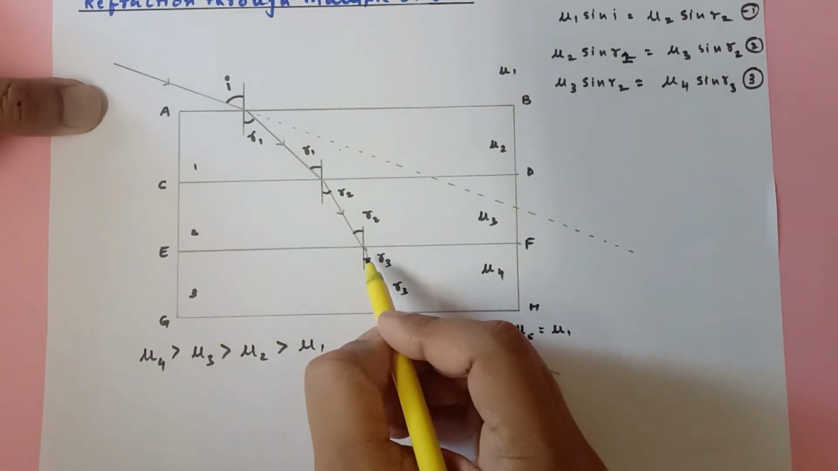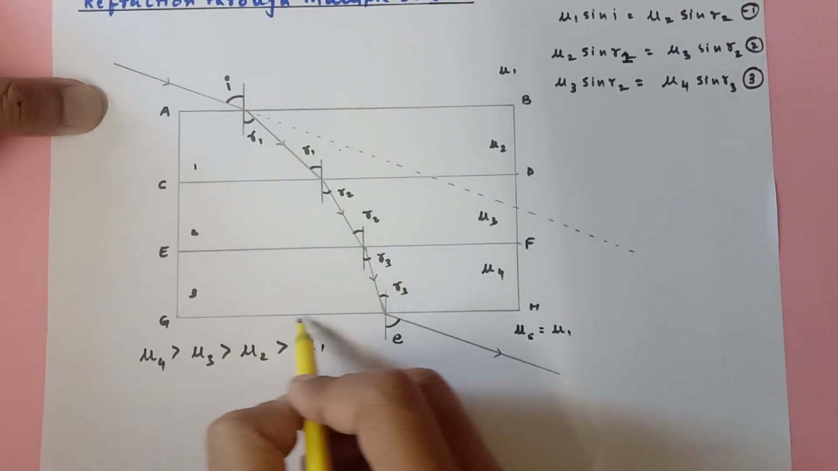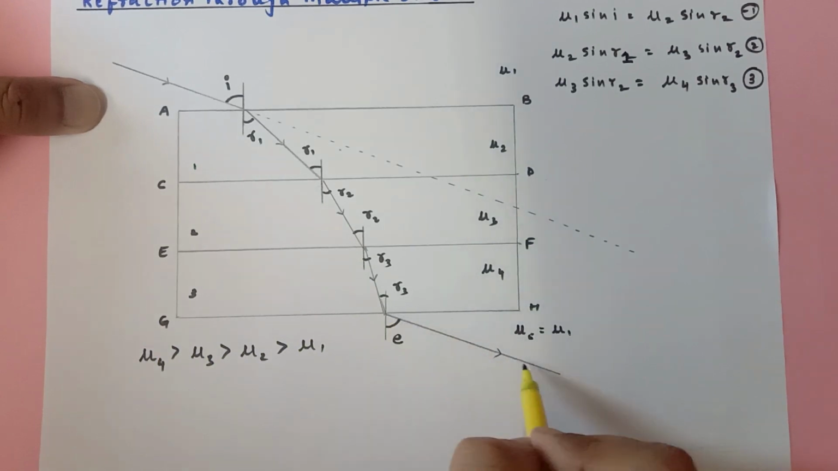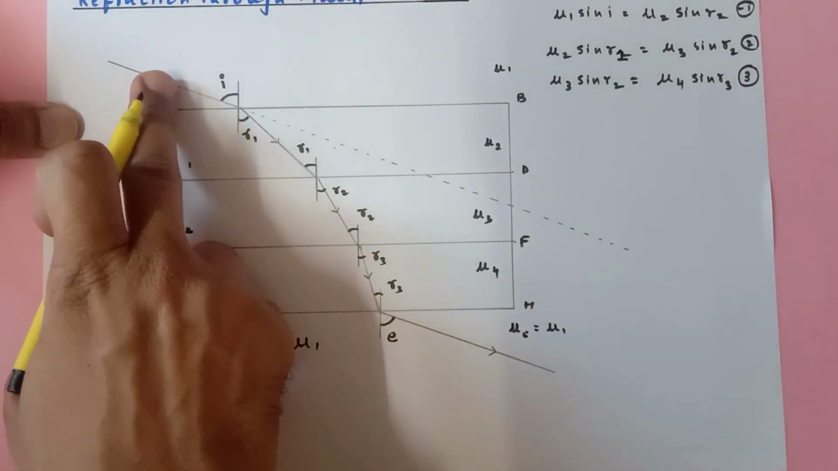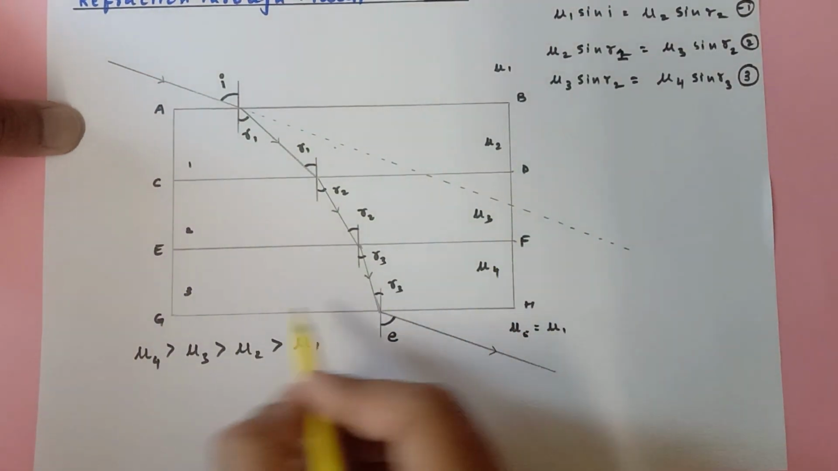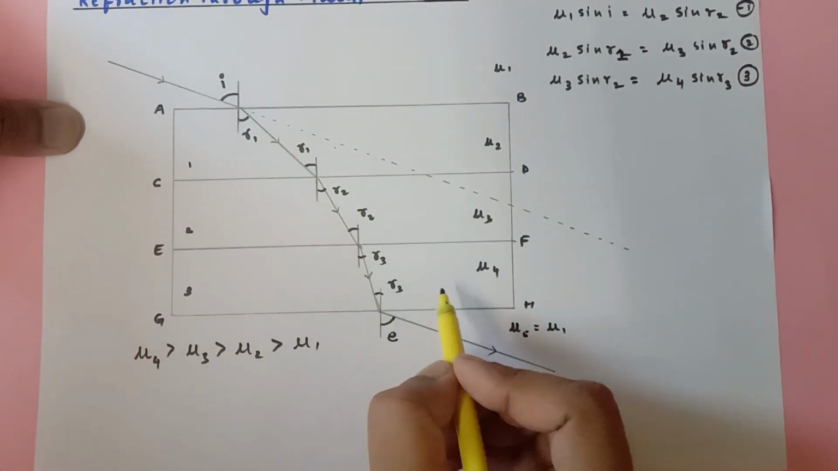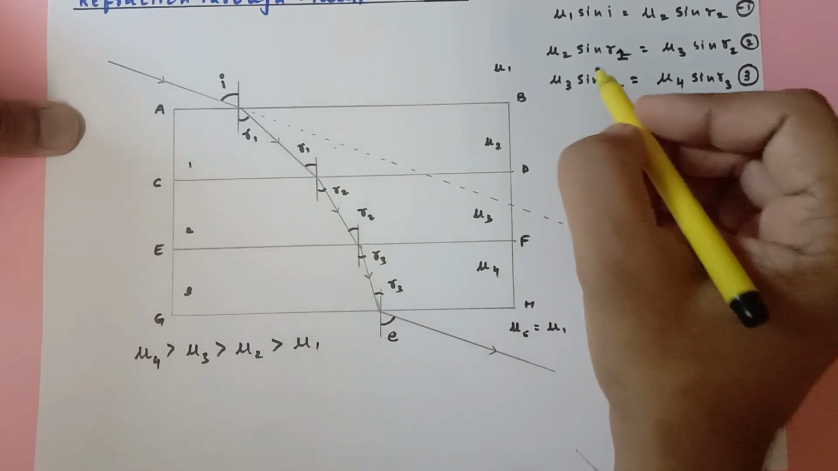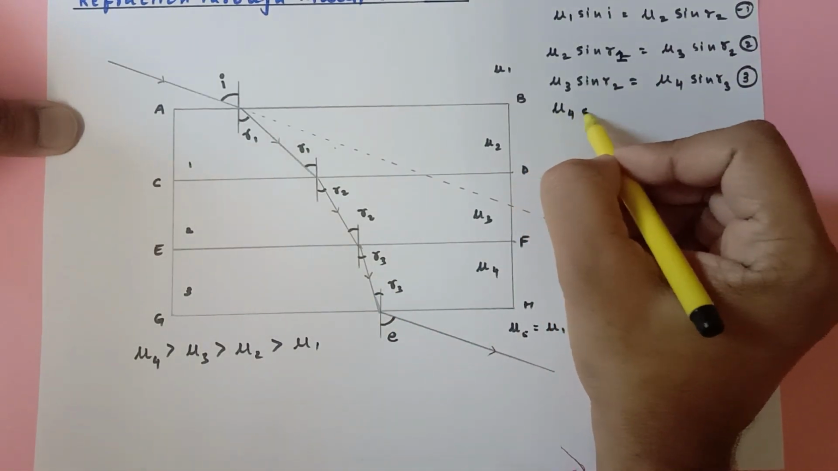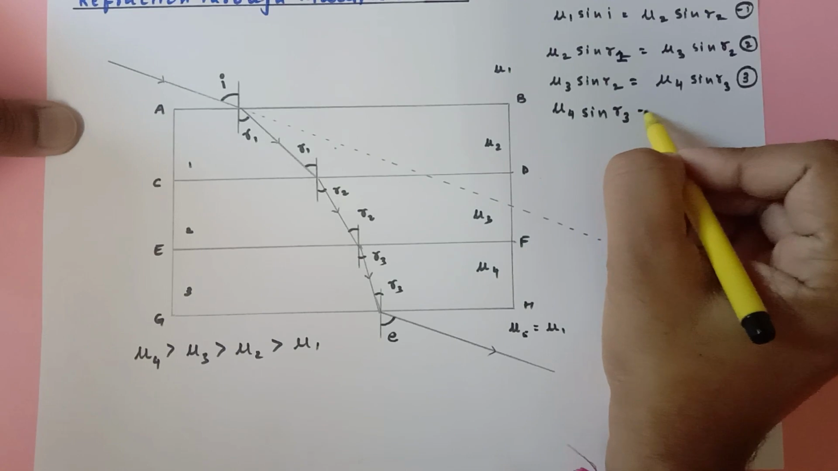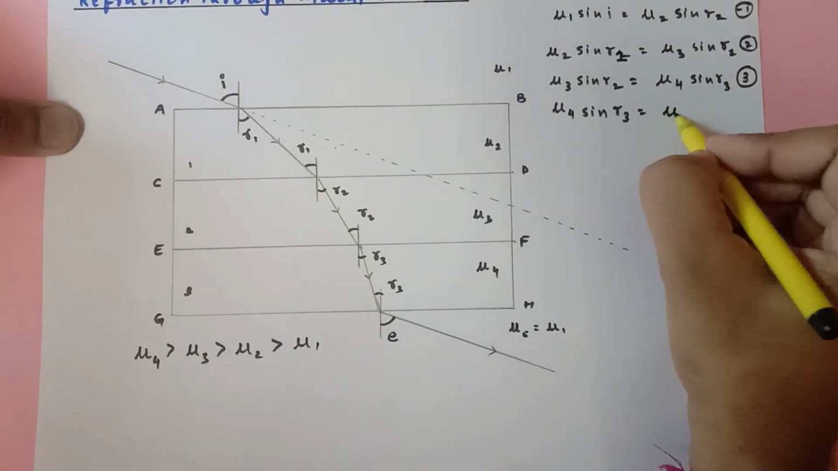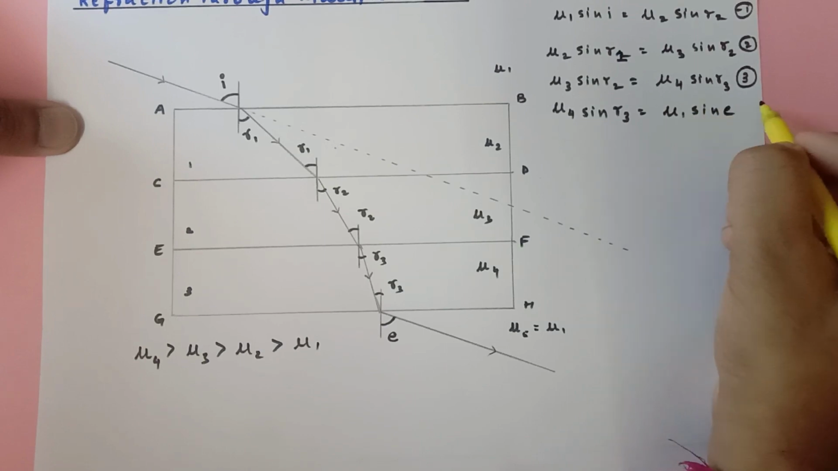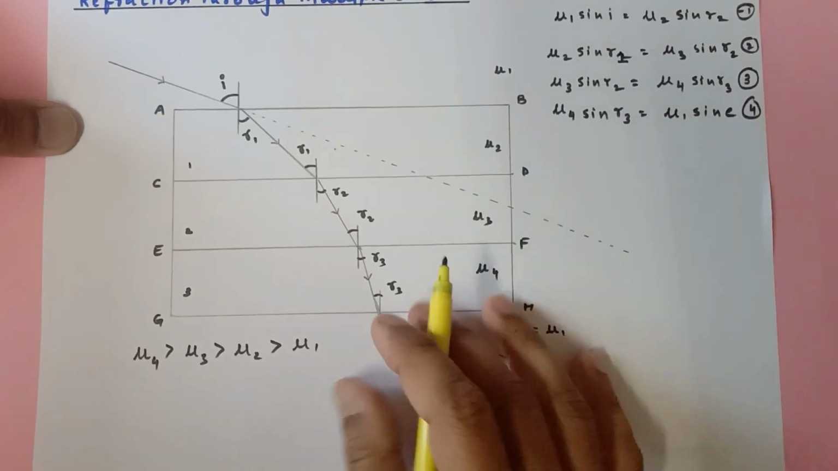Now this refracted ray will behave as the incident ray for this surface, and this ray will be the refracted ray for this surface, and finally this is the incident ray and this is the emergent ray. So applying Snell's law for surface GH, mu4 sine R3 is equal to mu1 sine E. This is our equation number 4.